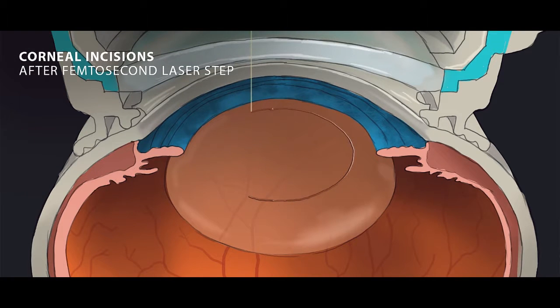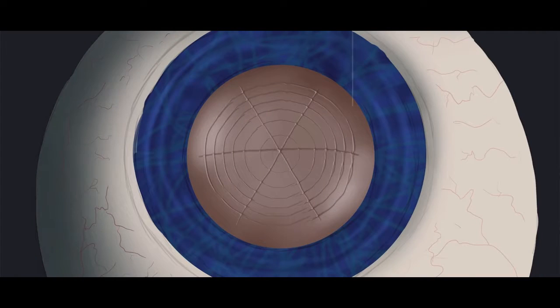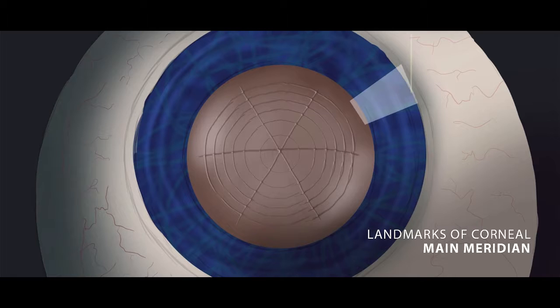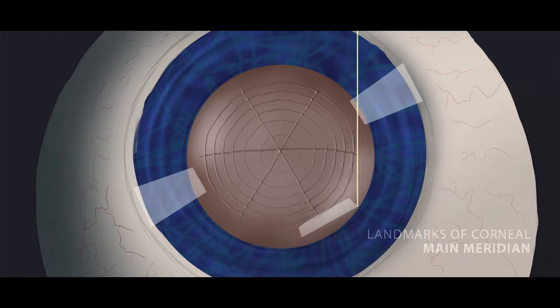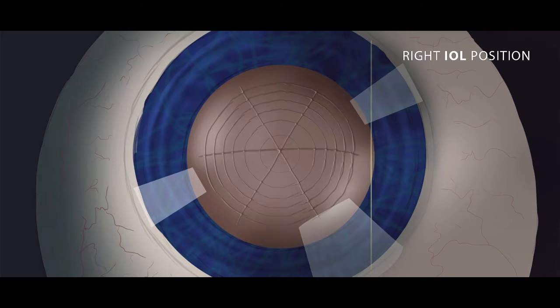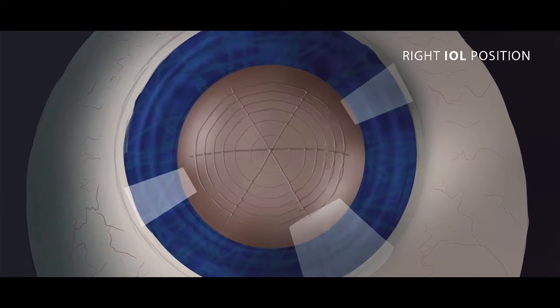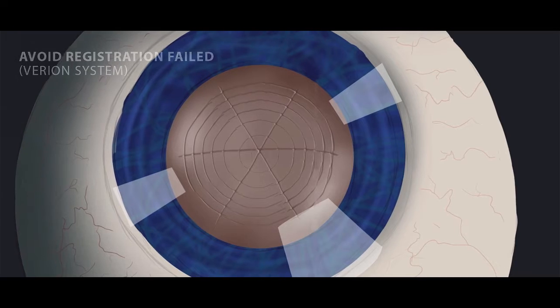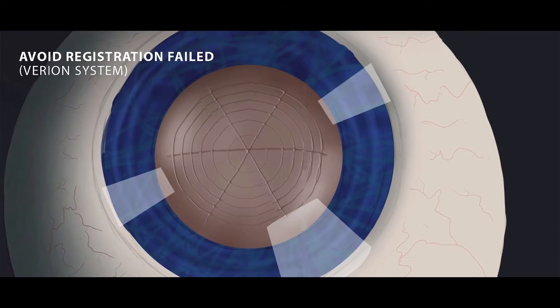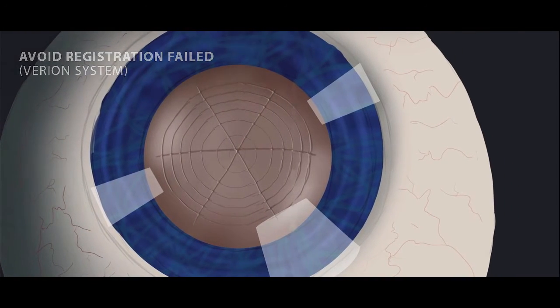Thus, registration incisions of the cornea performed using a femtosecond laser and the Verion navigation system allow accurate identification of the main meridians of the cornea and setting of the toric IOL. This avoids error in comparison of photo images made before and after docking in the Verion Image Guidance System following the laser step of the surgery.